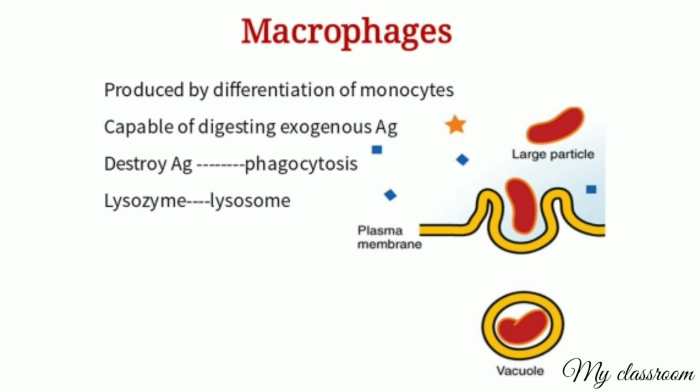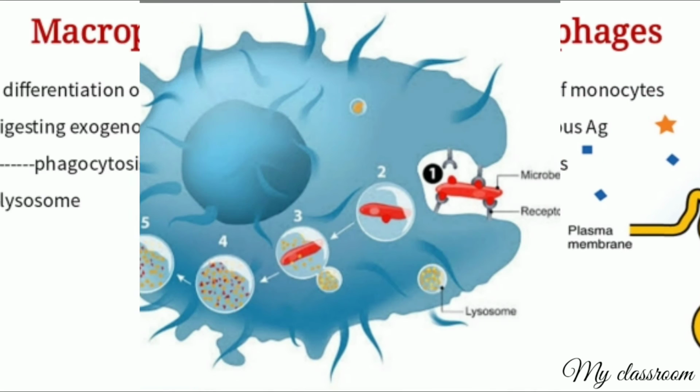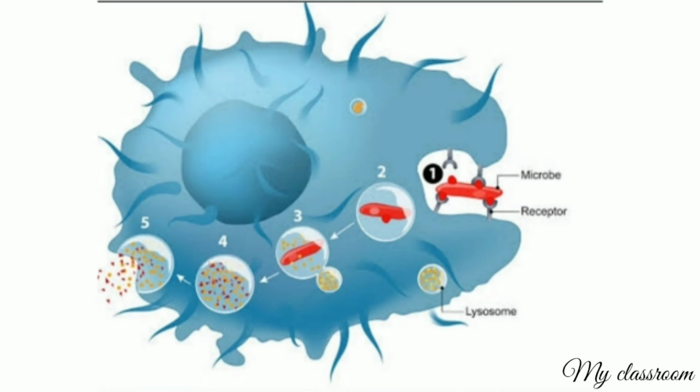Macrophages. They are produced by the differentiation of monocytes. They are capable of digesting exogenous antigen and destroying the antigen by the process called phagocytosis with the help of the lysosome present inside the cell, which contains lysozyme enzyme. This shows the process of phagocytosis with the help of lysosome containing the lysozyme enzyme, which degrades the foreign particle.